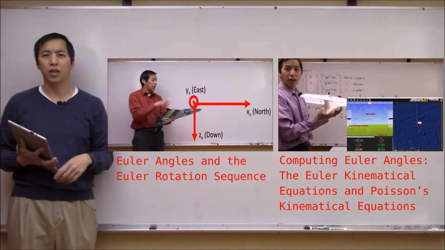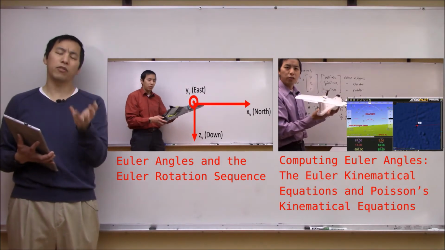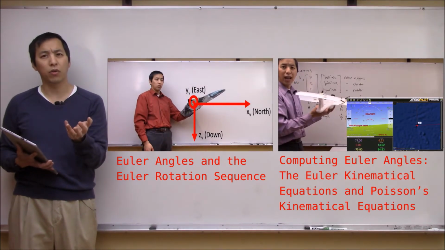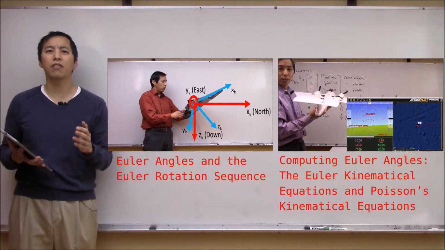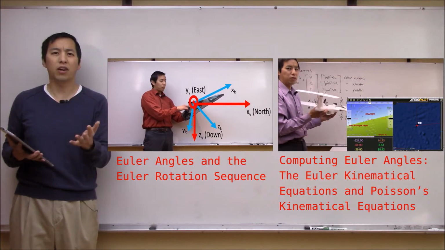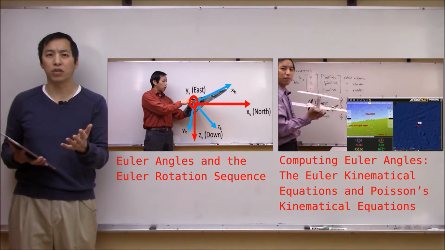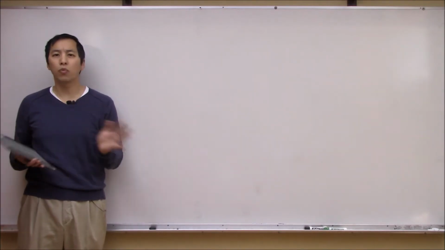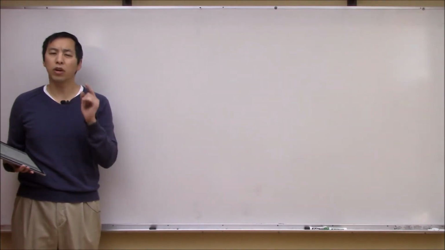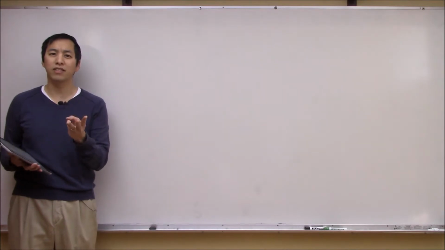Now, we saw that while the Euler kinematical equations and Poisson's kinematical equations techniques were effective, they had some potential singularities that might cause some issues at certain orientations. Well, as they say, there's more than one way to bake a quesadilla, so today we're going to look at a third technique that hopefully addresses these shortcomings.